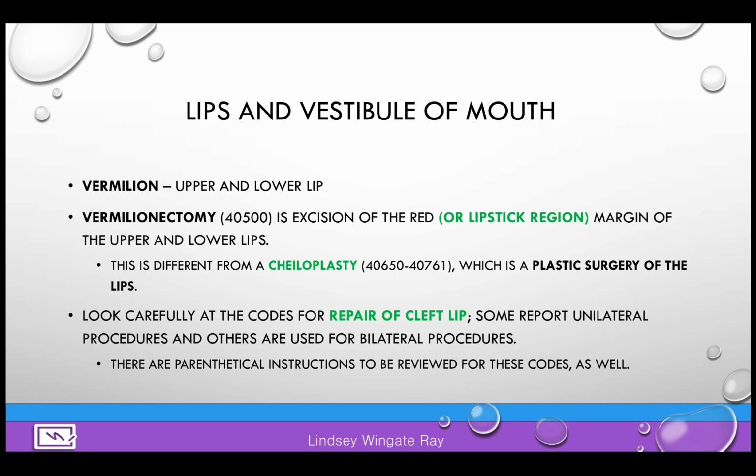Look carefully at the codes for repair of cleft lip. Some report unilateral procedures and others are used for bilateral procedures. There are parenthetical instructions to be reviewed for these codes as well, so you should make sure to take time, read over those, and highlight them.